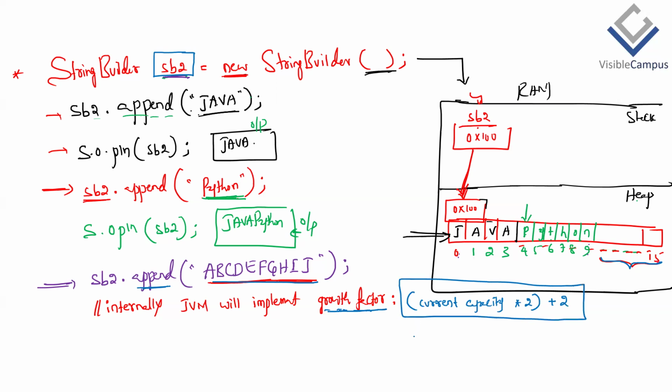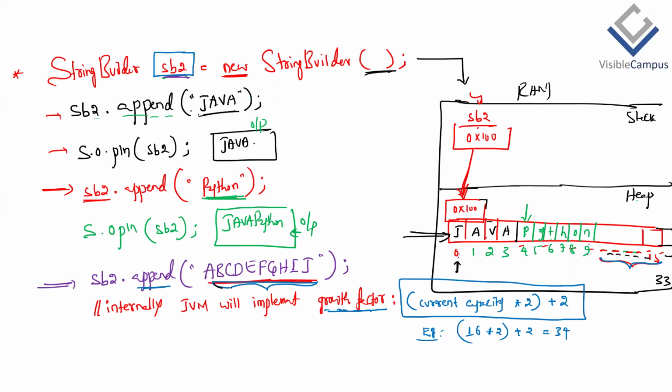So in our scenario, what will happen? What's the current capacity? 16 into 2 means 32, plus 2 means how much? 34. So before the JVM adds this value in the same memory location, for our understanding, the JVM will grow the object size up to 33, because the index number starts from 0. So first the JVM will grow the size to 33 cells.